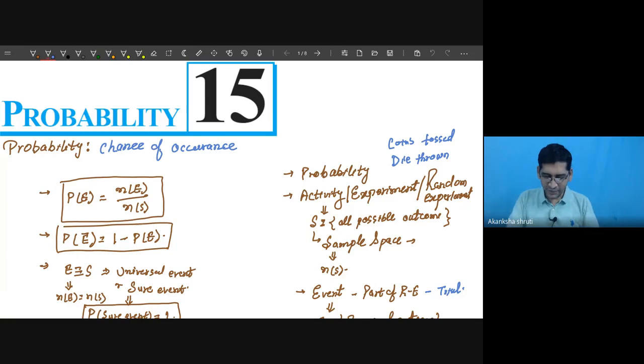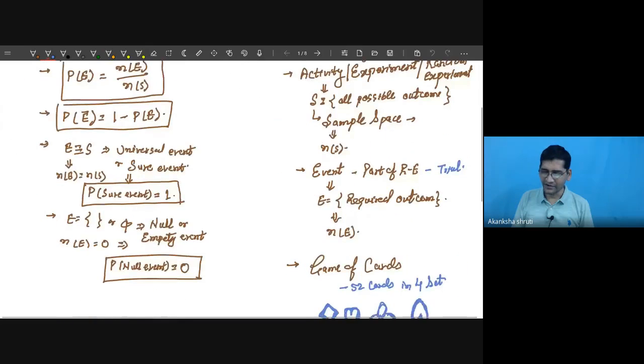There is another kind of probability defined for any event, called probability of non-occurrence, that is obtained by subtracting the probability of occurrence from 1. So these things we will learn.